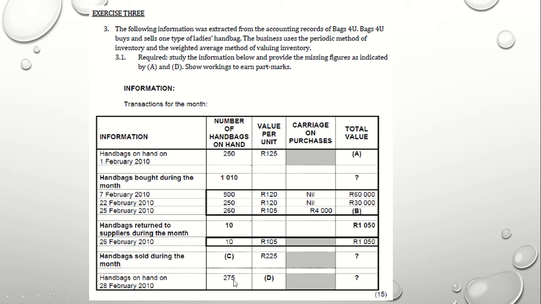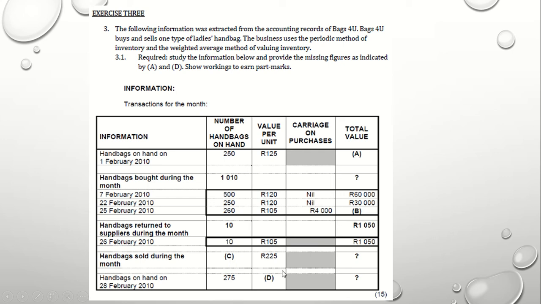Now here we are given goods that were returned. We're also given goods that are still remaining. And we don't have the number of handbags that were sold. It's quite easy. You just have to check how many handbags you had available for sale and how many you still have remaining. The difference will be the number of handbags that were sold.